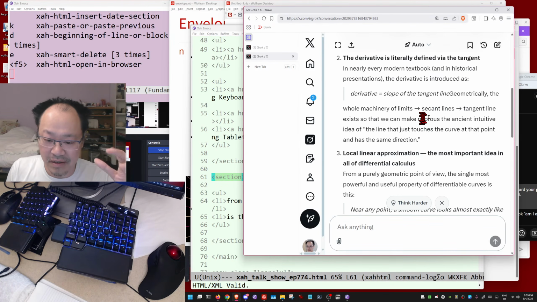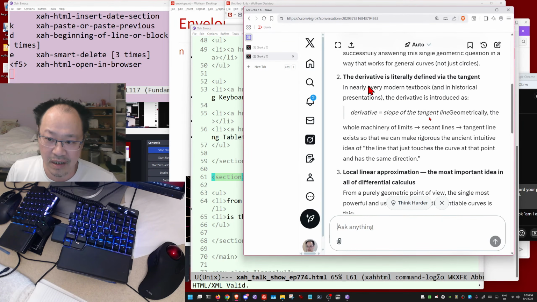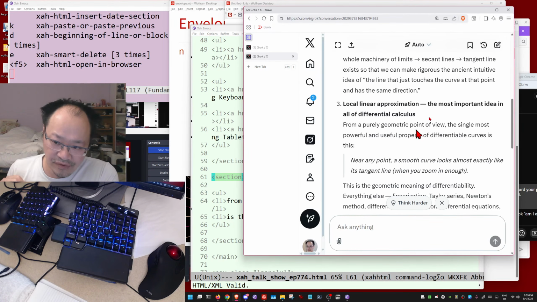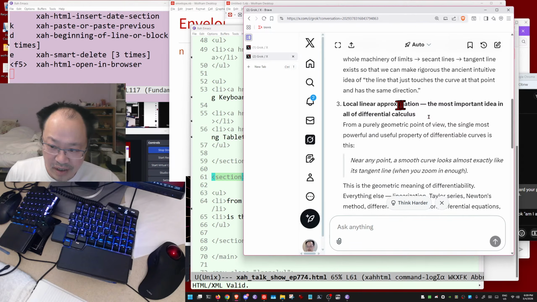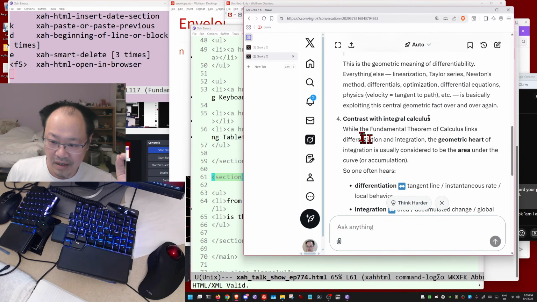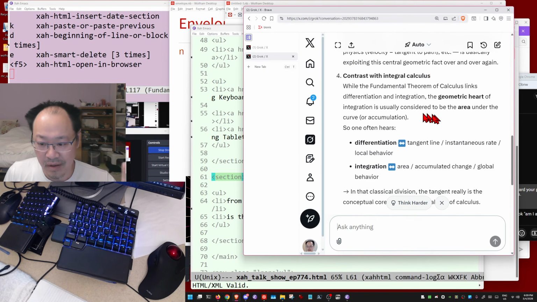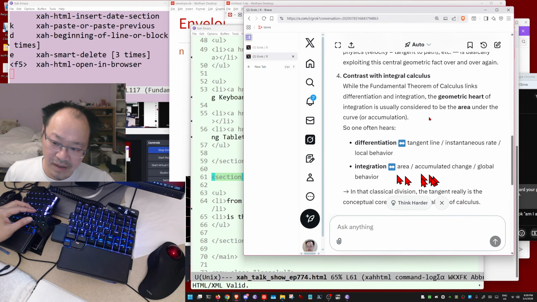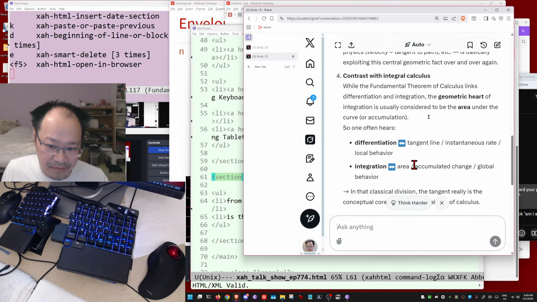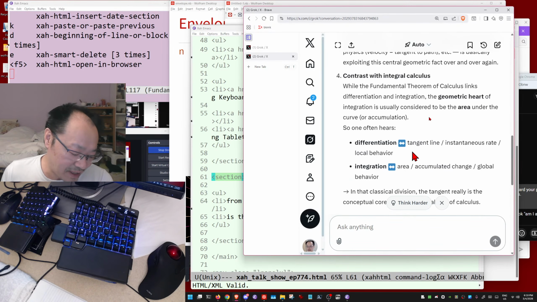In geometry, you have the tangent, but if you do algebra, that basically means derivative. I talked about this before, like 20 minutes ago. So local linear approximation is the most important idea in all of differential calculus. That's right, that's a tangent. Contrast with integral calculus: you have the area notion, the infinite sum, but they are tied together by the fundamental theorem of calculus. Okay, so let's see what it says.